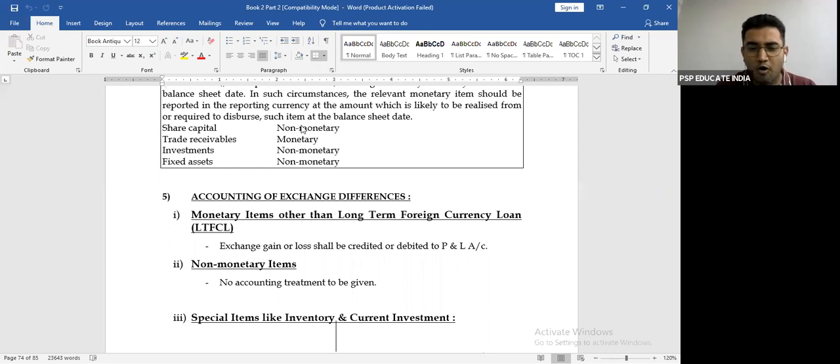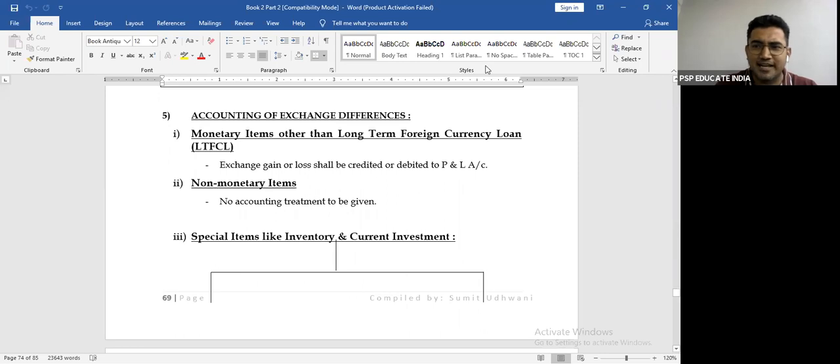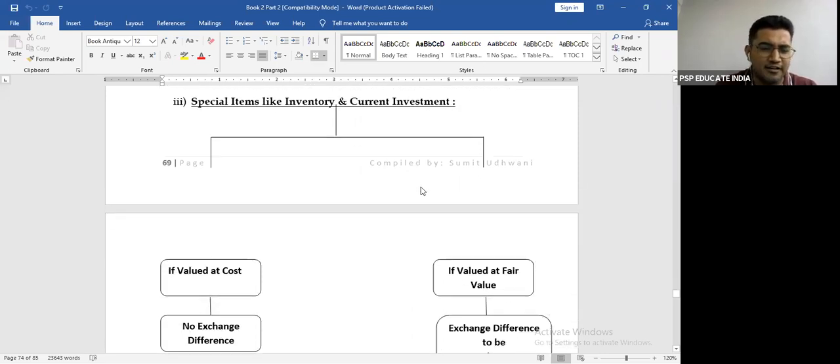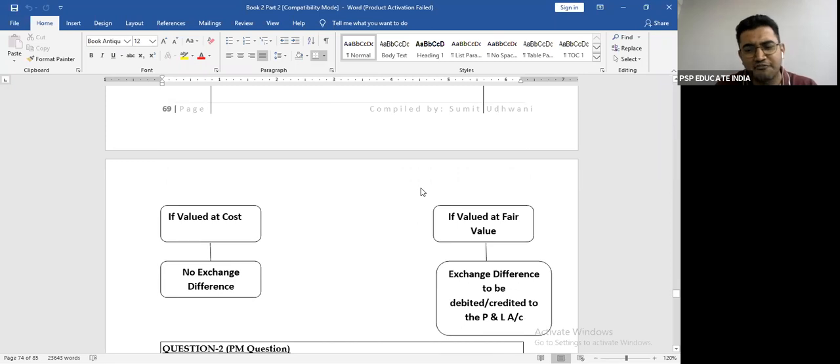On the other hand, all the non-monetary items are always continued to be reported at the acquisition rate. That means there is no change, and that is why you will never have any accounting treatment for the same. Third point, special items like inventory. Special items like inventory and current investment, if it is valued at cost, there is no exchange difference. If it is valued at fair value, exchange difference will go to the profit and loss account.